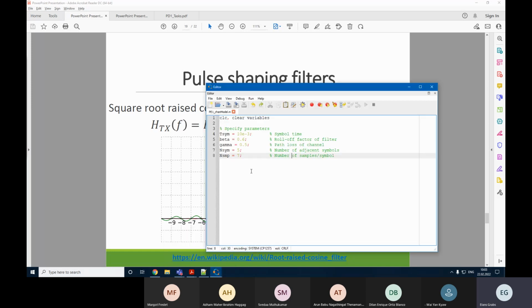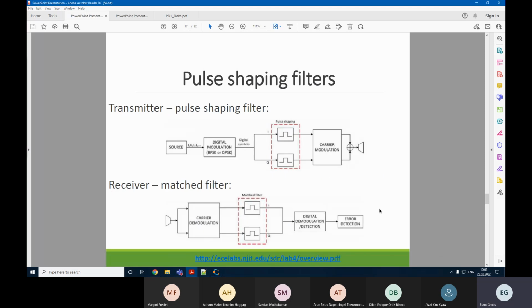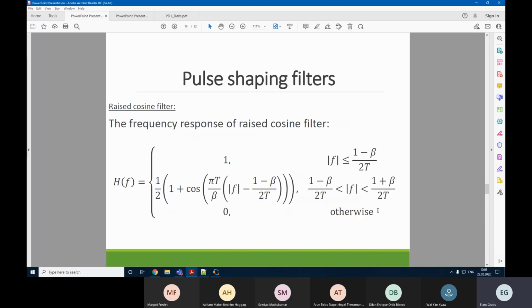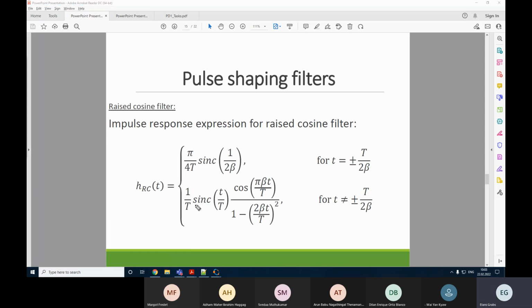Now that we have input our parameters, we can start working on our shape of the raised cosine signal impulse response, which will be generated according to this formula, right? So what we need to do now is to actually input it. Please pay mind that here we have this MATLAB sinc function written here.